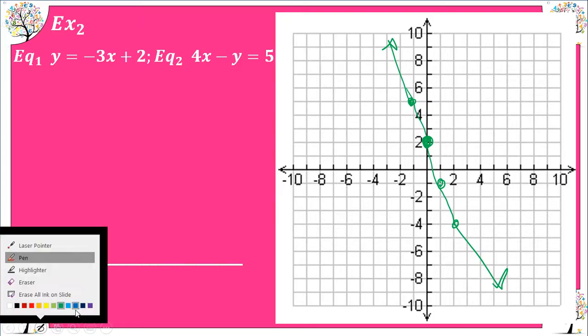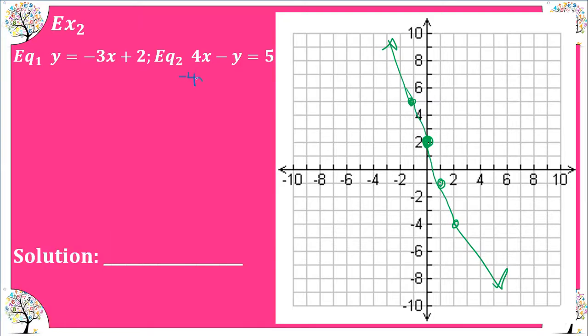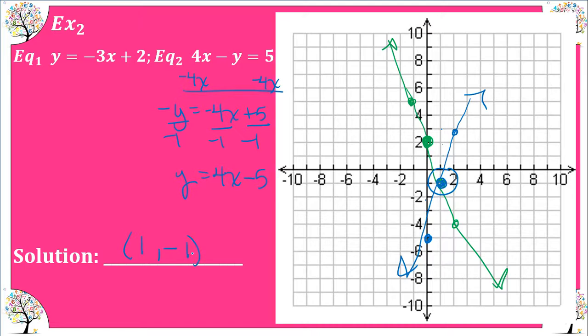And now let's solve this other equation. So we're going to subtract 4x from both sides. We're going to divide by negative 1. We have a positive 4x minus 5. So we're going to start at (0, negative 5). We're going to go up 4, 1, 2, 3, 4, and to the right 1. 1, 2, 3, 4, and to the right 1. So you can see that point of intersection is right here. And that is the point (1, negative 1). The one ordered pair that makes both equations true.